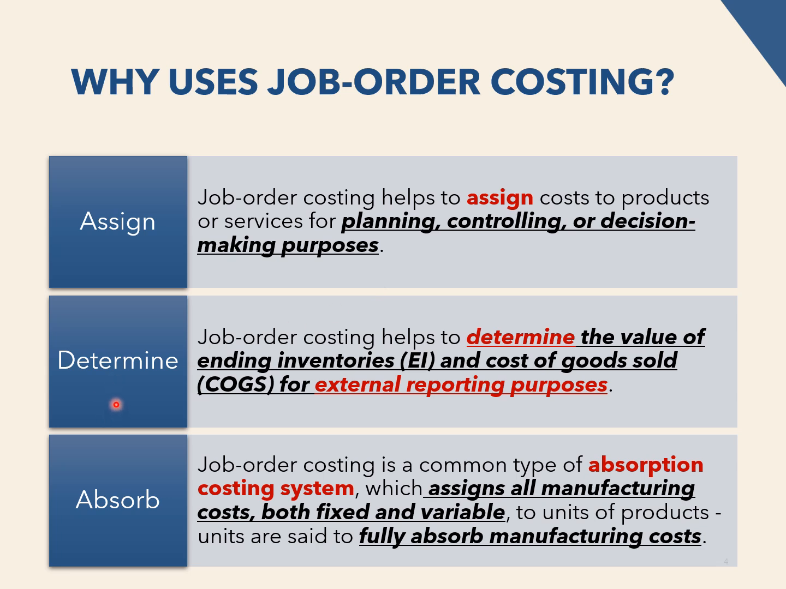The second one is determine. Job order costing helps to determine the value of ending inventories and the cost of goods sold for external reporting purposes. The third one is absorb. Job order costing is a common type of absorption costing system, which assigns all manufacturing costs, both fixed and variable, to units of products. So units are said to fully absorb manufacturing costs.